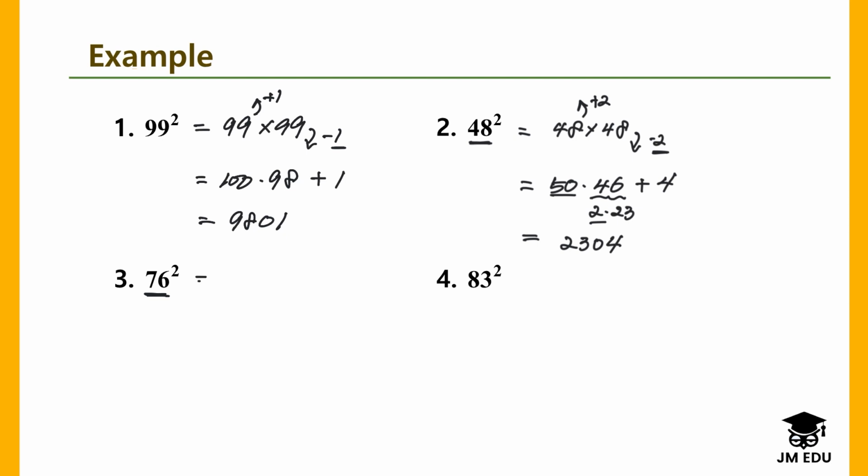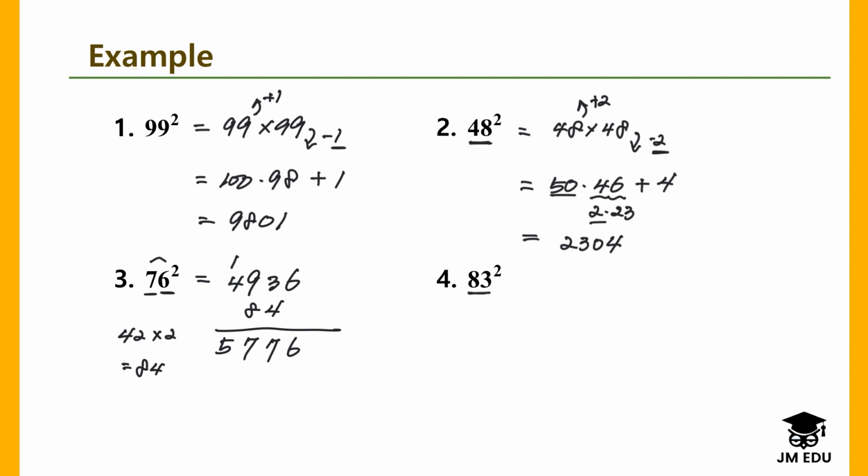Right? This number is not close to 100 or 50. Then what I'm going to do is split it. 7 squared, 49. 6 squared, 36. 7 times 6, 42. 42 times 2, that's 84. So write 84. Add these numbers. 6, 7, 8 plus 9, that's 17. 4 plus 1, 5. Right?